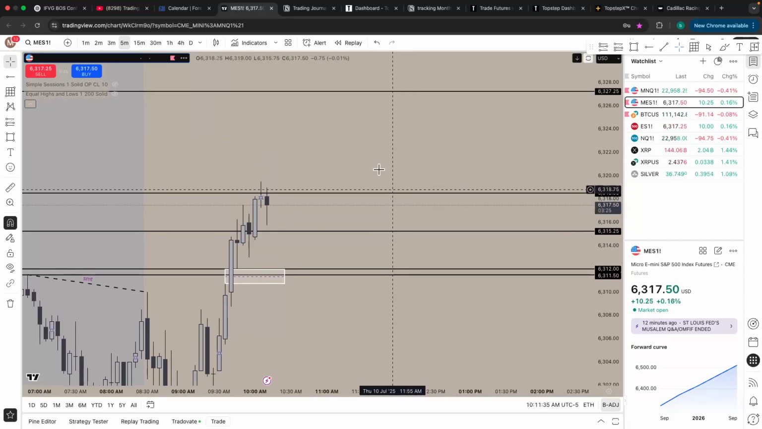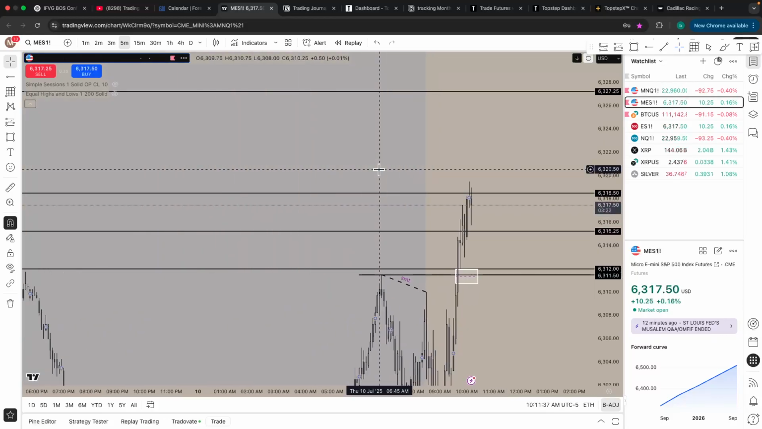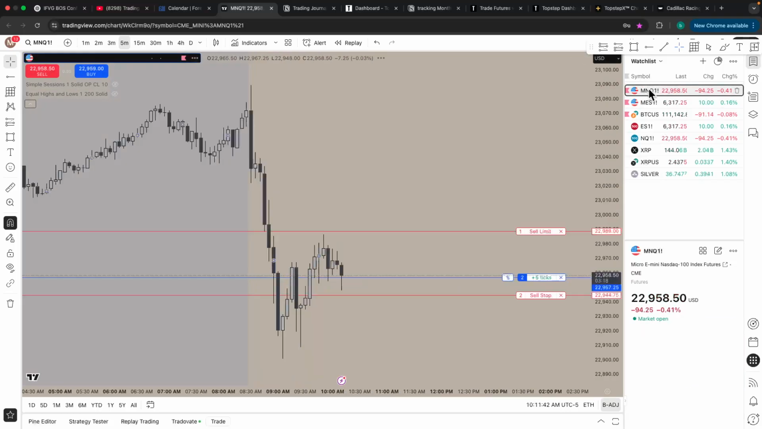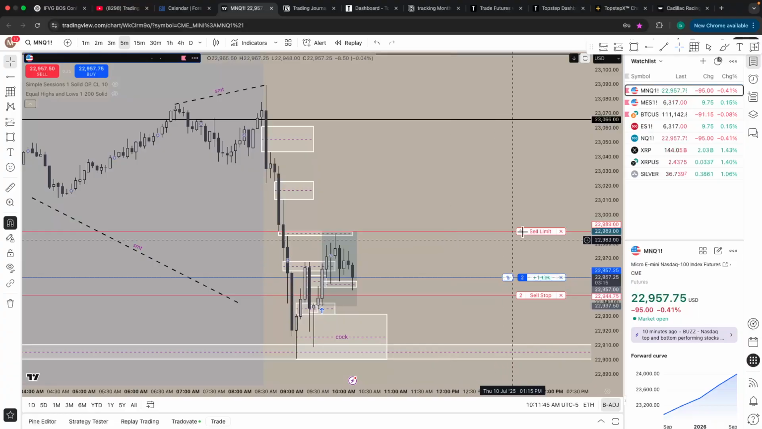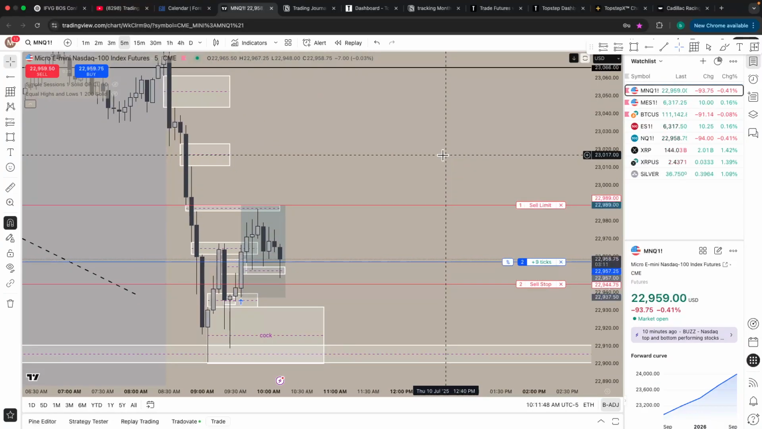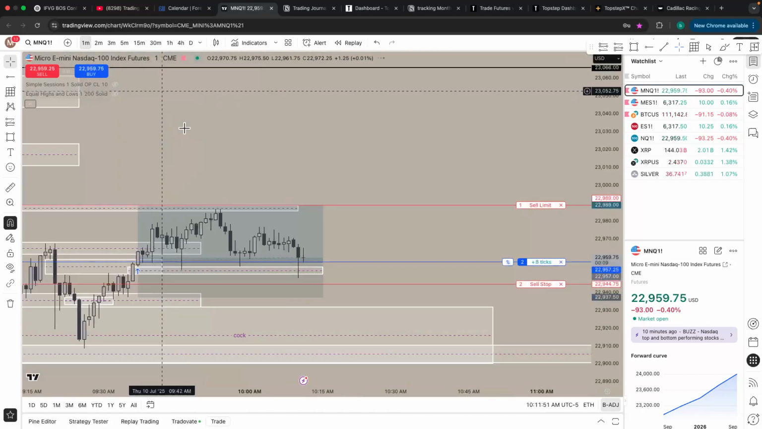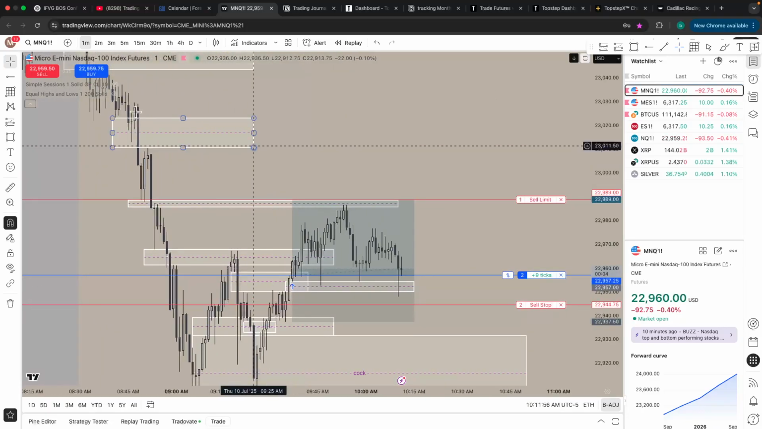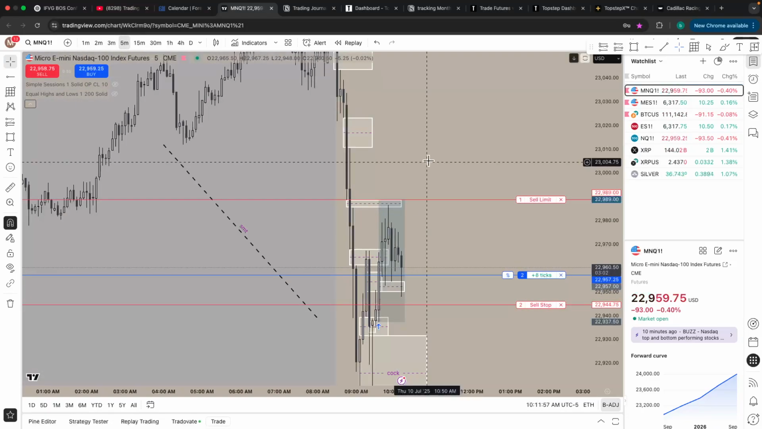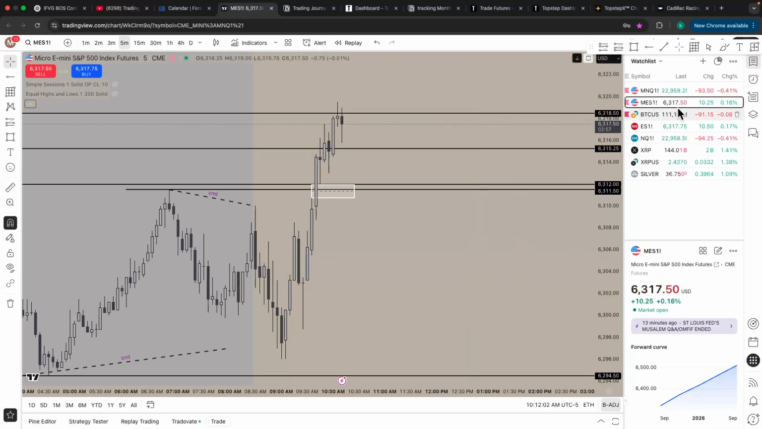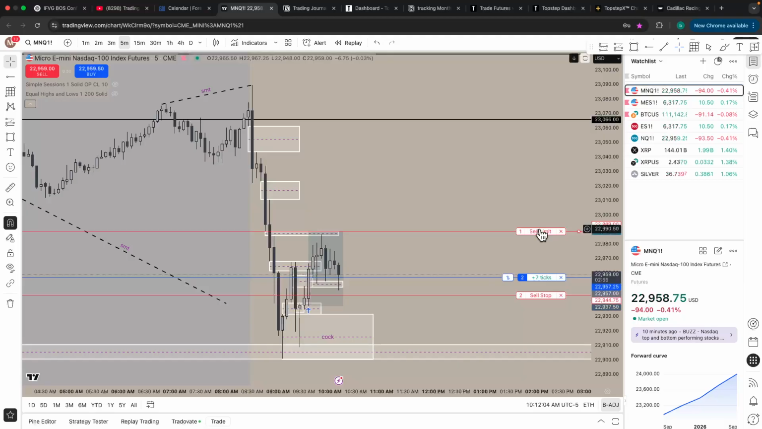Wait a second. No, wait. ES took it out? What? This is disgusting, bro. This makes me want to throw up. This is grotesque. Damn, I got so hyped into that, I didn't even notice. ES swept out that high, which NQ did not move anything off of that.